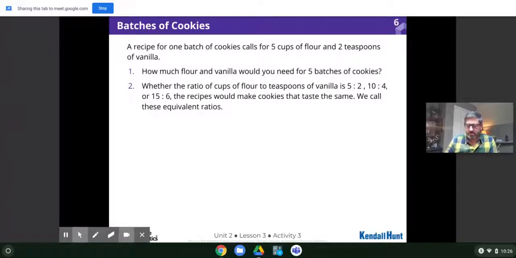Yes. Okay. I hope so. I may have made it a little more confusing than I needed to. Just remember, one batch of cookies is going to taste the same as 2 batches of cookies. That's going to taste the same as 3 batches of cookies. So the ingredients that we use for each of those batches is going to be exactly the same. So those ratios are called equivalent ratios.